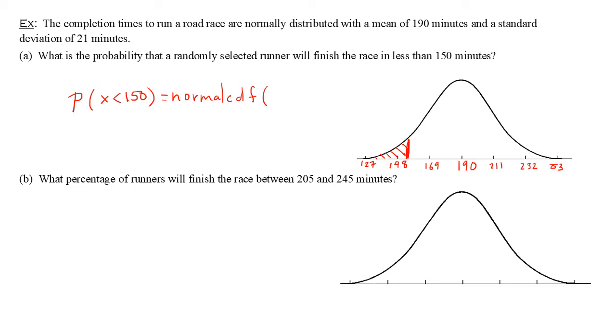So in this case, the lower was -1E99 since it goes down forever. Our upper would be 150. Our mean was 190, and our standard deviation was 21. So we enter all those values into our normal CDF, and we get something around 0.0284.